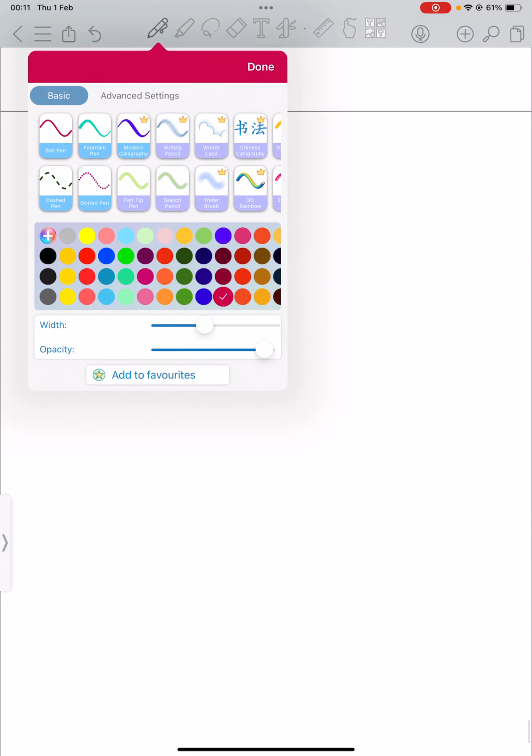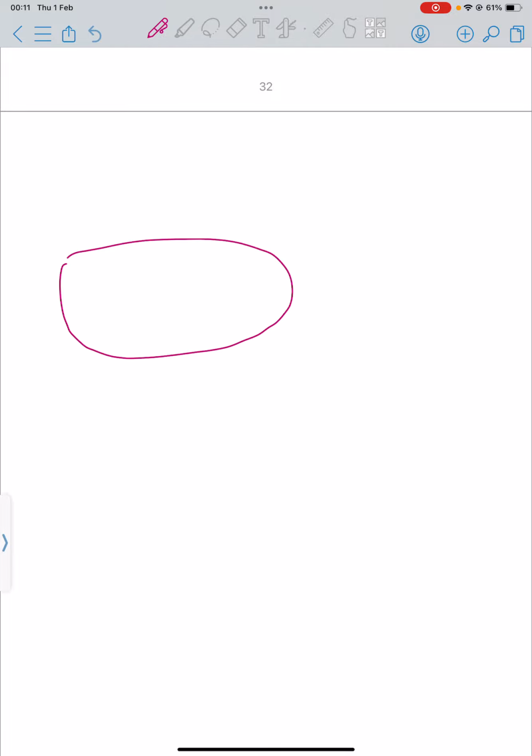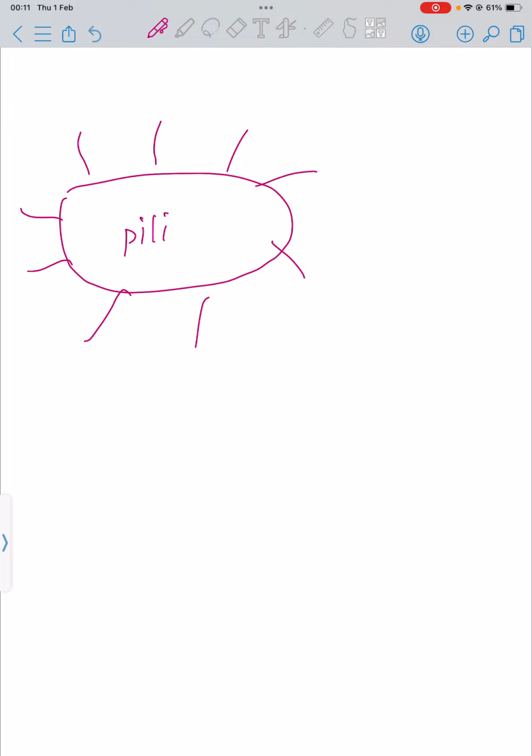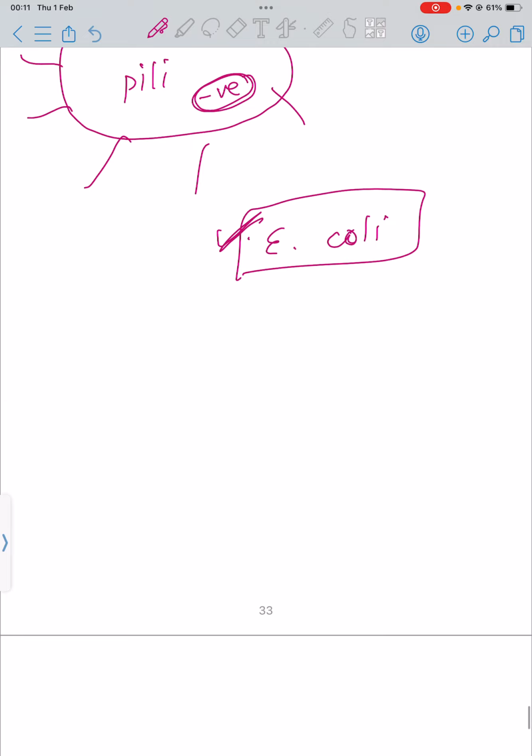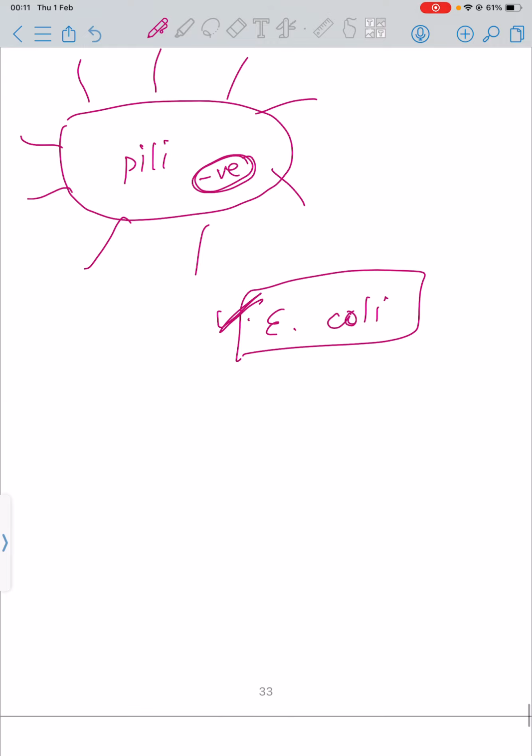Now, just so you may be interested about pili. These are pili. Pileated organisms are basically gram-negative organisms. One example is E. coli. If you want to remember for now, E. coli is an example of gram-negative bacteria.